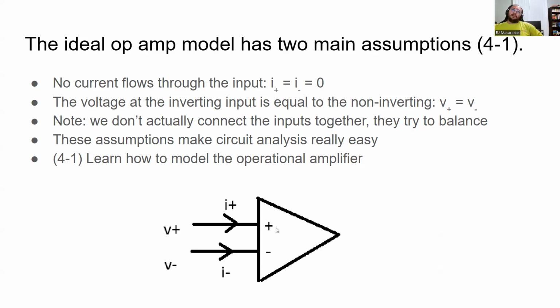We call it a virtual short. We don't actually connect these two inputs together in a typical circuit, but just keep in mind that they are virtually shorted together. So it's these two assumptions that really make the analysis easy and allow us to not have to deal with all of the complicated circuitry that's going on inside of the op amp.